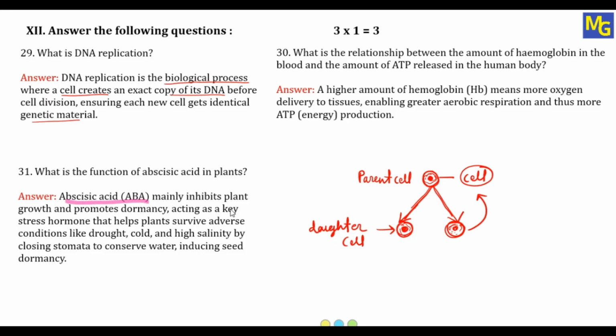So this will help the seed or the plants to remain as they are until they get favorable conditions, and that is the main role of this abscisic acid. So I hope you understood question number 31. Now after this we are going to see the next question.